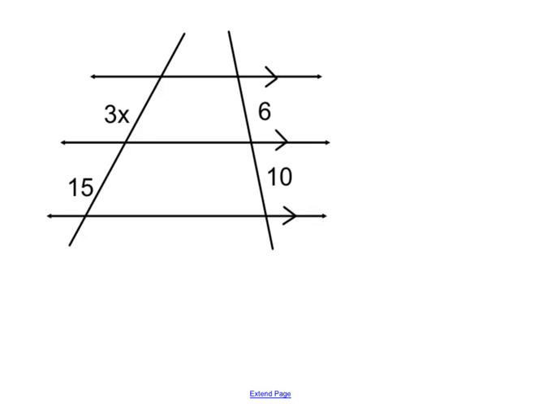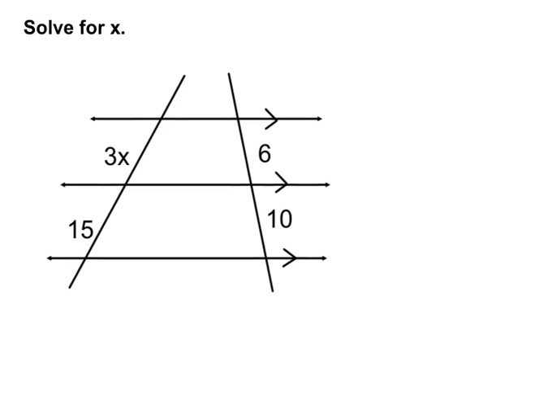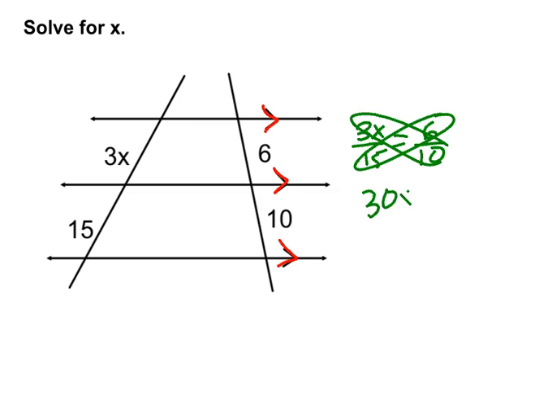It's the same type of concept. The side splitter theorem, even if we don't have a triangle, we have 3 parallel lines here. We know that from these 3 parallel symbols. That means we can set up the corresponding parts, and we can write proportions just like we did up above. Let's say 3x to 15 is going to equal 6 to 10. Cross multiply, solve, 30x equals 90. Divide both sides by 30, and x equals 3.